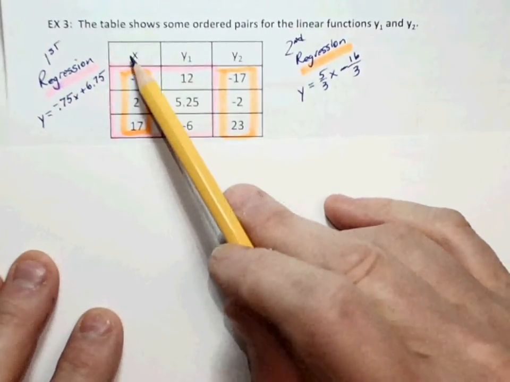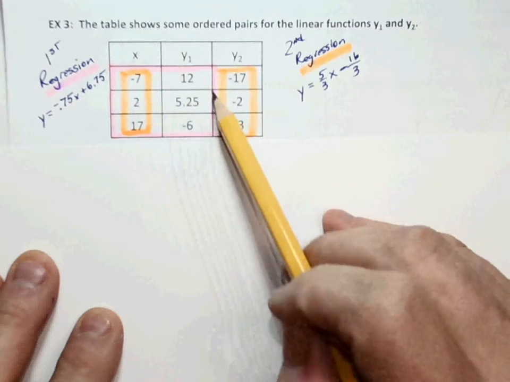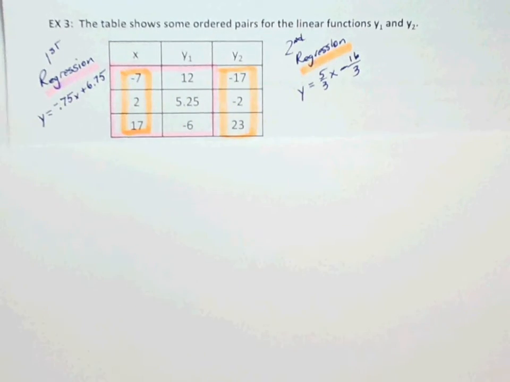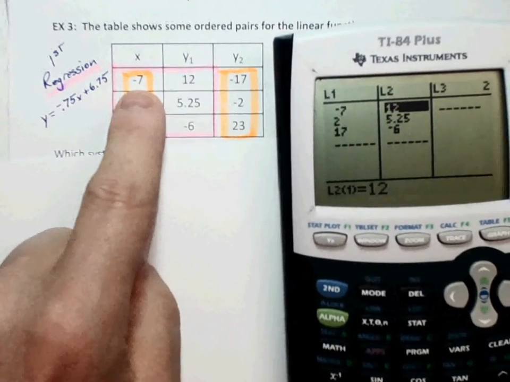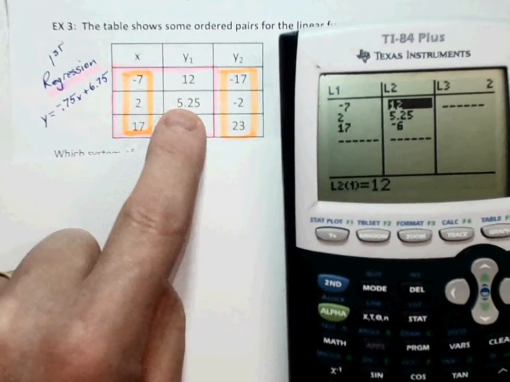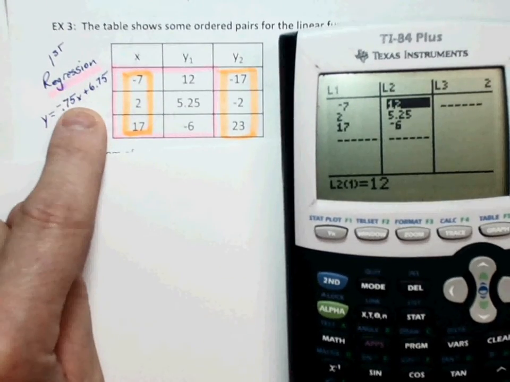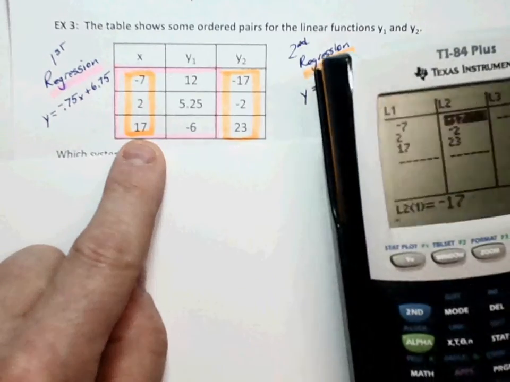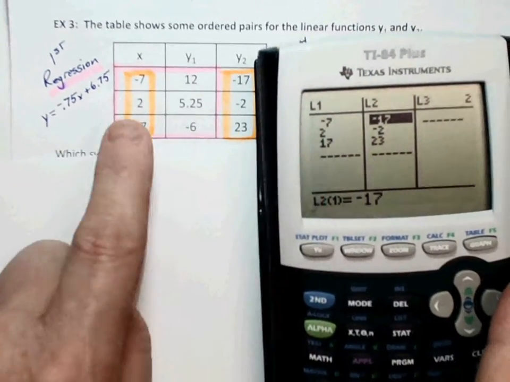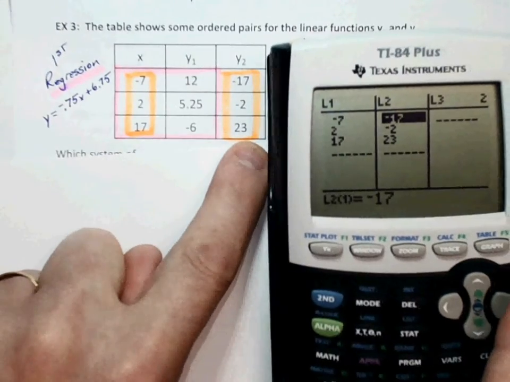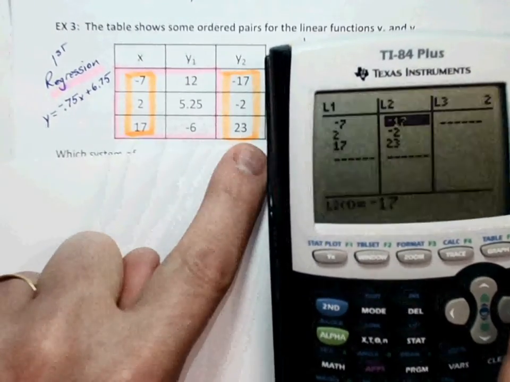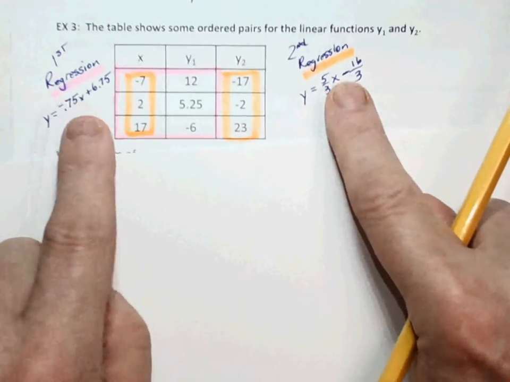We're going to do a regression for x and y1. I highlighted that in pink. So you're going to take your calculator and do the ones in pink first. So we're going to do the -7 and the 12, the 2 and the 5.25, and the 17 and the -6. Do the regression, you get this guy. And then you're going to clear that out. Don't clear your x's because they're the same. Then we're going to take these x's and the different y's, and do a regression with that. So that's going to give us this guy.